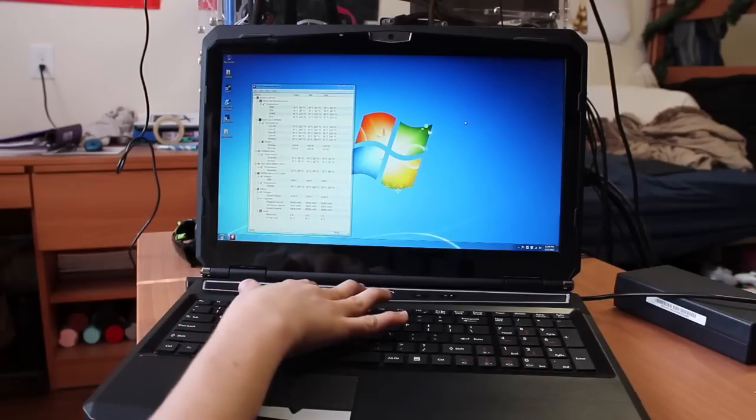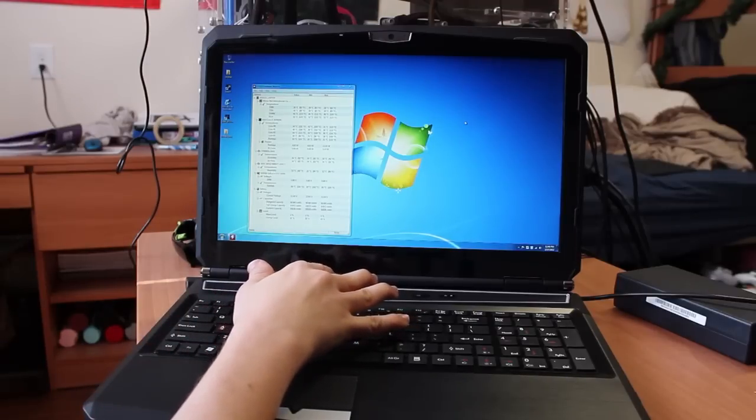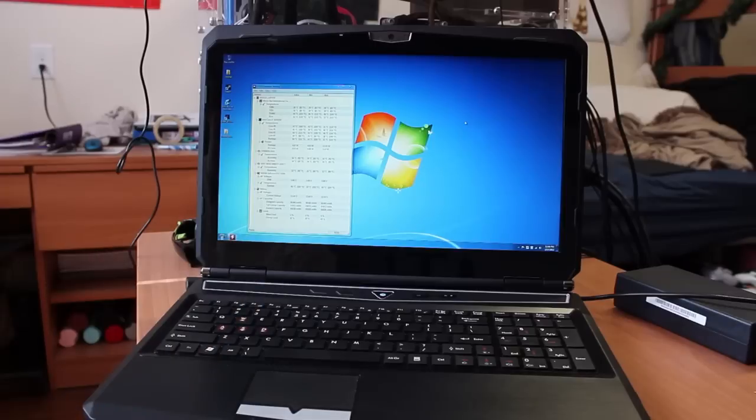And the overheating issues. For some reason, I feel like they could still put a little bit better coolant in here, even though it has really good coolant anyway.